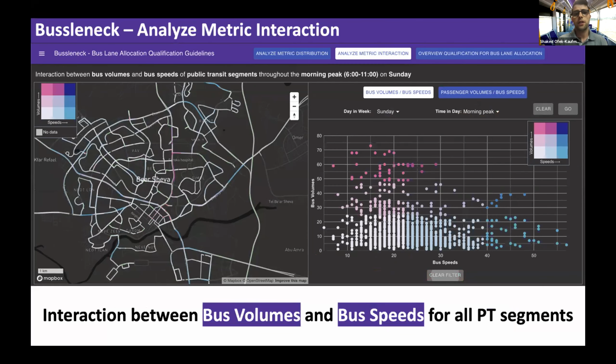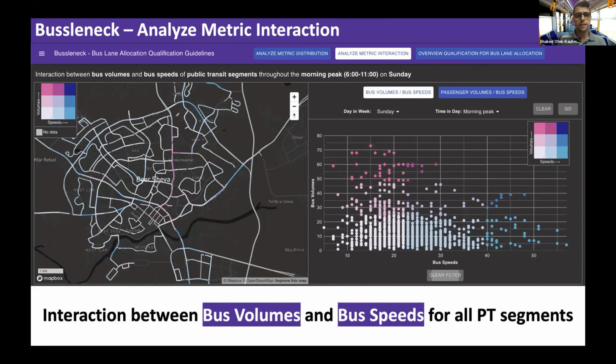The next screen allows the user to analyze the interaction between sets of metrics. For example, we see here a scatter plot where each and every data point is a public transit segment. The user selected to analyze bus volumes and bus speeds. The pinker the color of the data point, the more buses are driving on that PT segment. The more light blue the color is, the faster the buses drive. If we had any segments that carry many buses at high speeds, we would have seen them here in a dark blue color, but we have none.